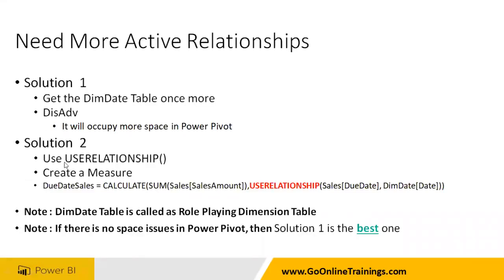Solution number 2: use the relationship function and create one measure so that you will be able to have them. This is solution number 2. But the dim date table is called a role-playing dimension table. If there are no space issues in Power Pivot, then solution number 1 is the best one. That means getting the dim table multiple times is the best solution.